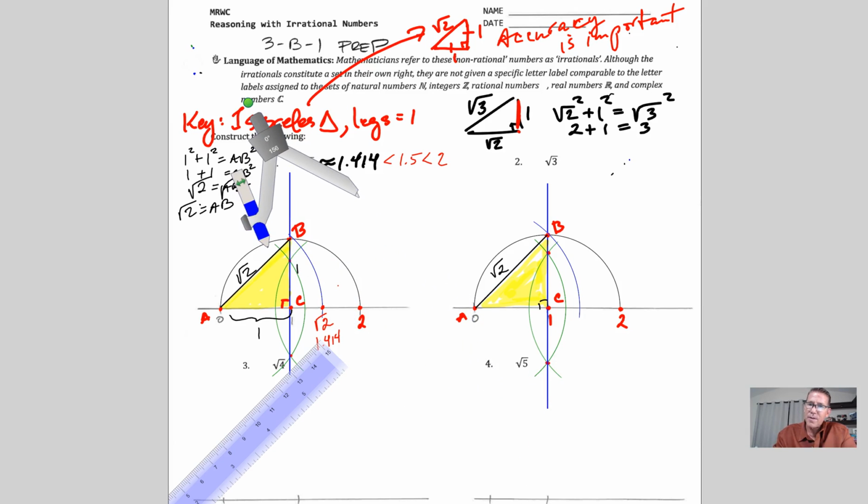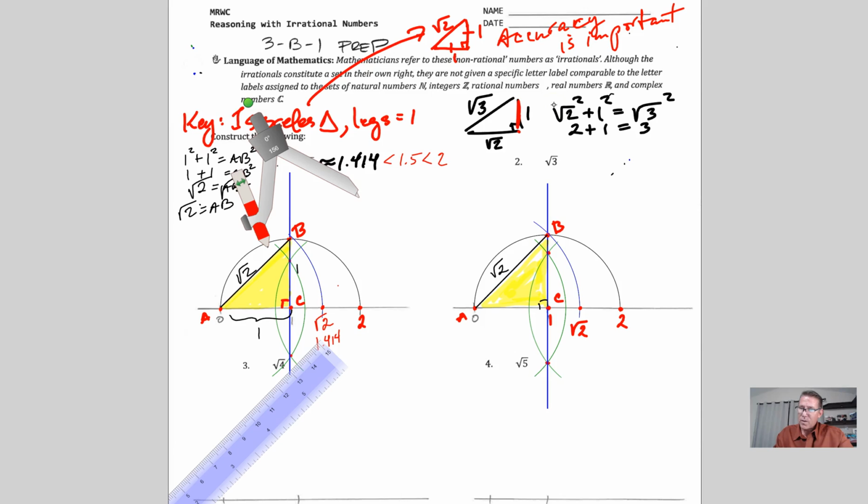Okay, so pull that off to the side, label as you go. So there is the square root of 2, just like before. So I just repeated the same thing. Okay, now I need a perpendicular of height 1.